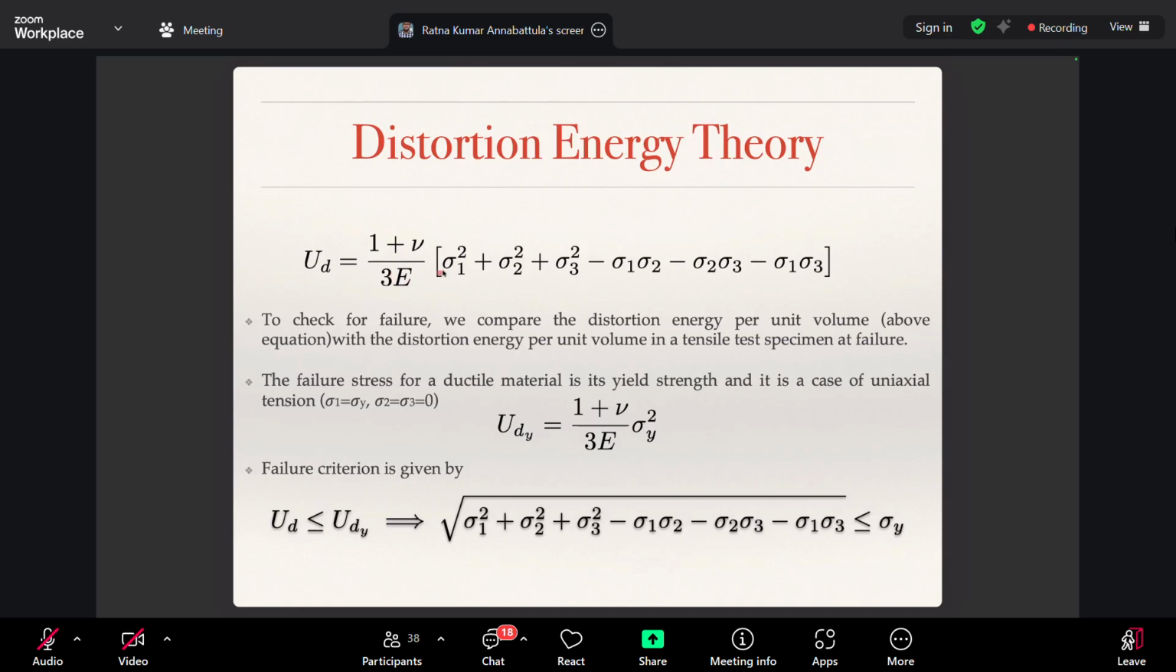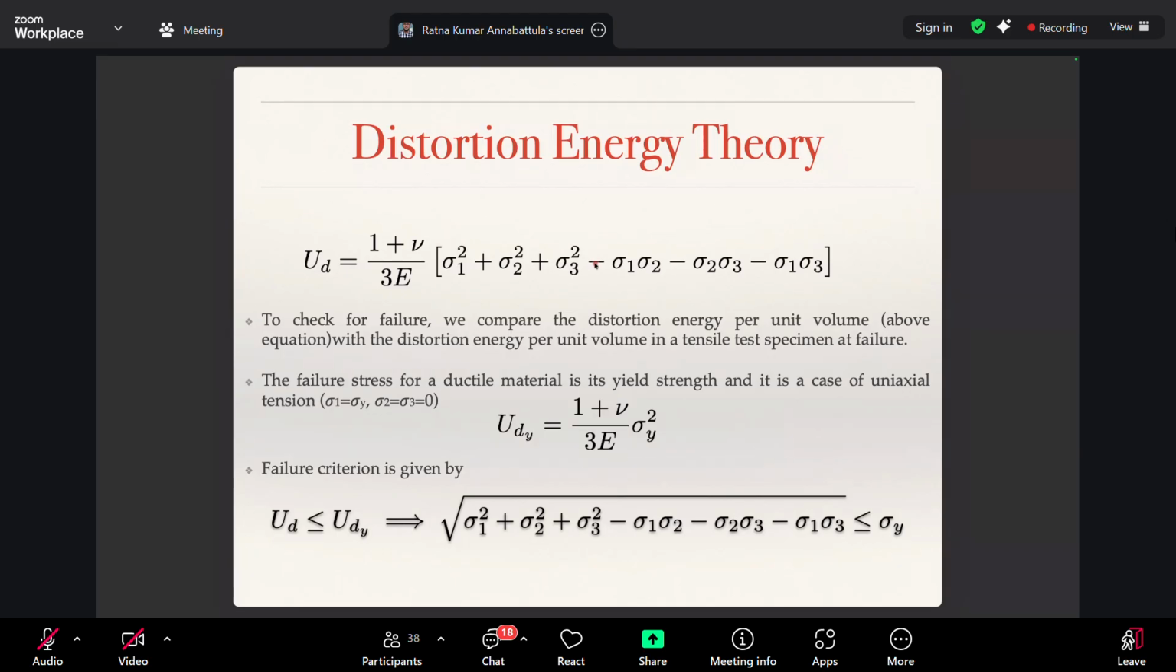(1 plus nu) by 3 times (sigma 1 square plus sigma 2 square plus sigma 3 square minus sigma 1 sigma 2 minus sigma 2 sigma 3 minus sigma 1 sigma 3). This is the distortion energy, and this is the part of the total energy that you have supplied. Only this much energy will be used for shape change.